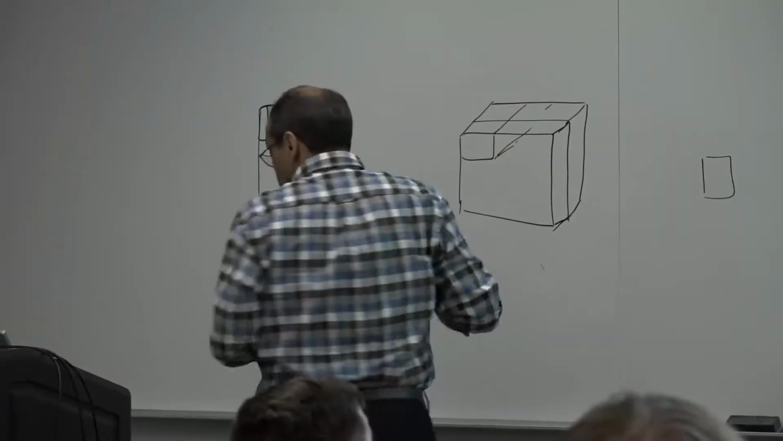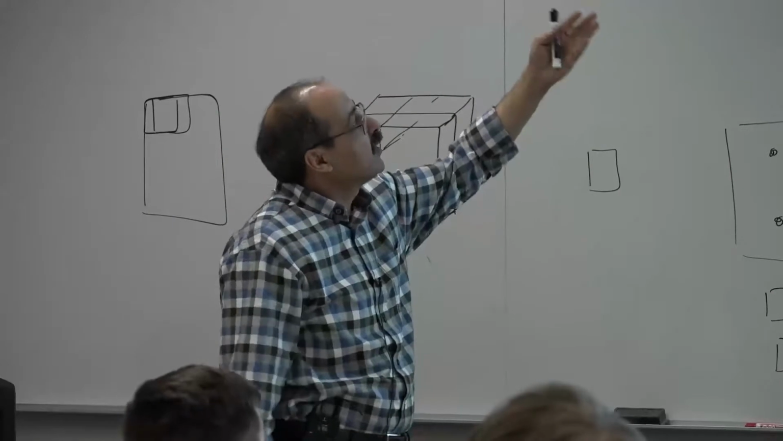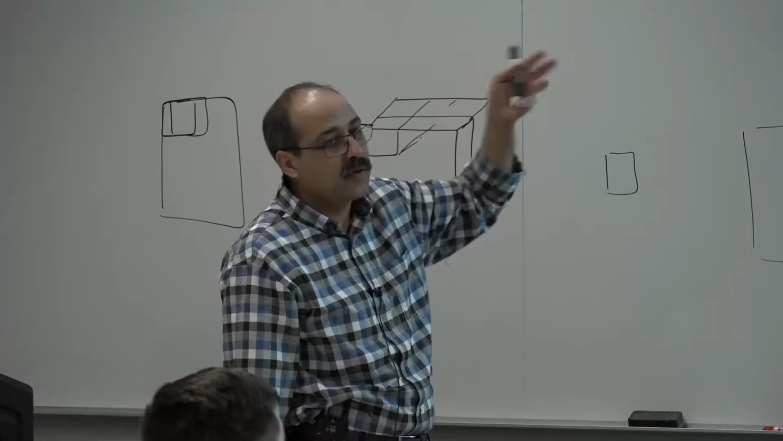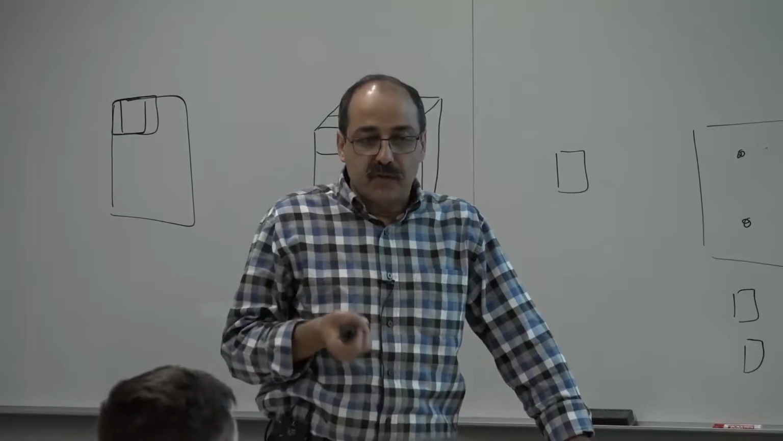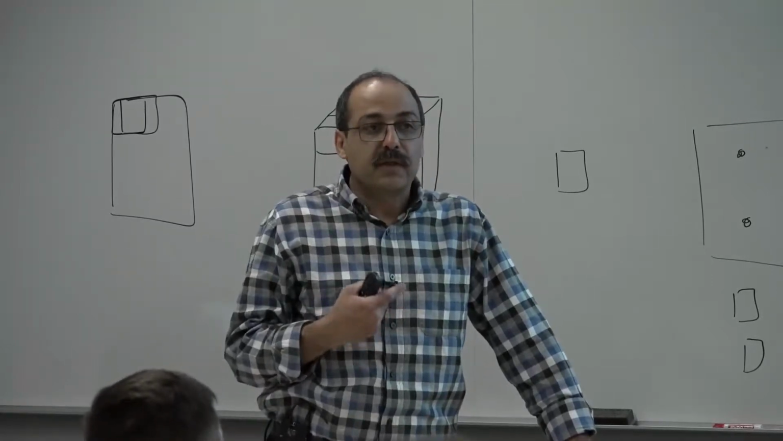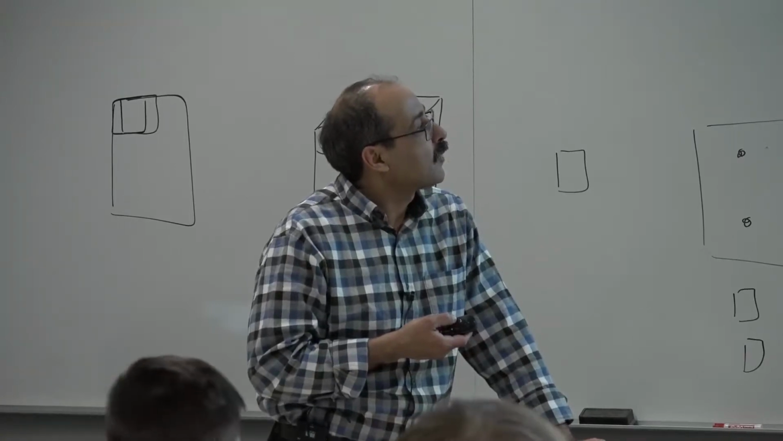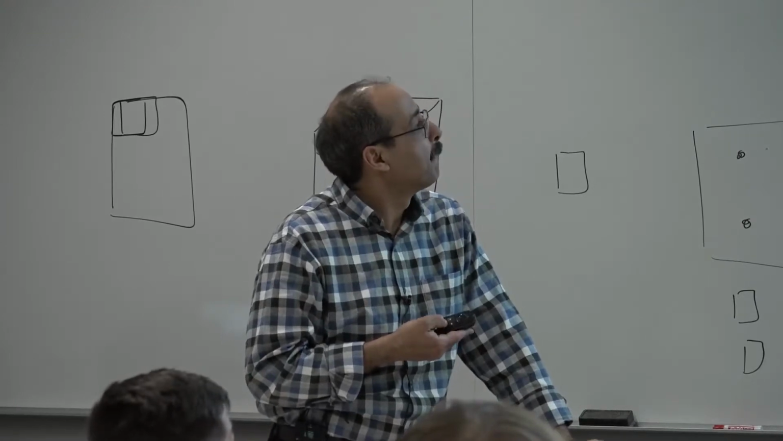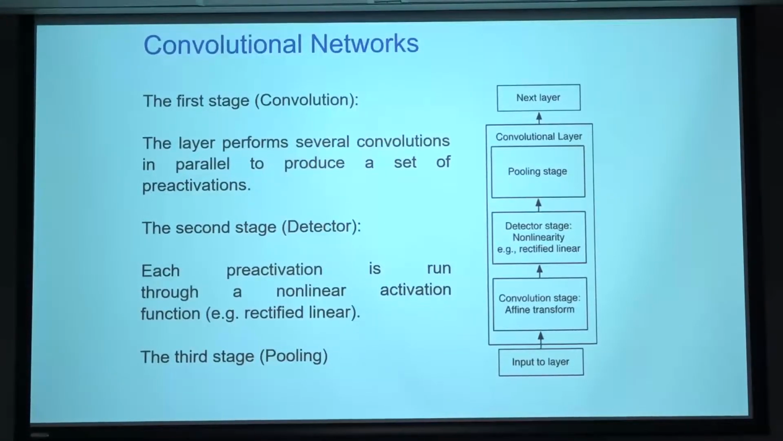So this property is called equivariance, and with respect to translation it's equivariant, but it's not with respect to other transformations like rotation or scaling and so on. But in terms of translation, it is equivariant. As I said, that's something which helps you to learn a feature map, which is useful.